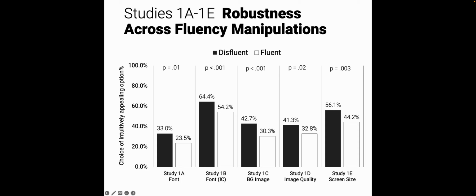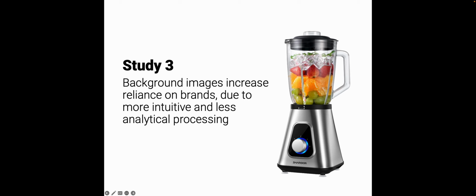In study 1A and B, we used fonts, with 1B being incentive compatible. In 1C, we used background images in the context of product packaging. In study 1D, we manipulated the image quality by adjusting the resolution of the image containing text. And in 1E, we found similar results when manipulating screen sizes. I'll skip study 2.